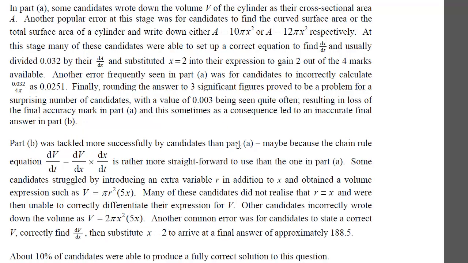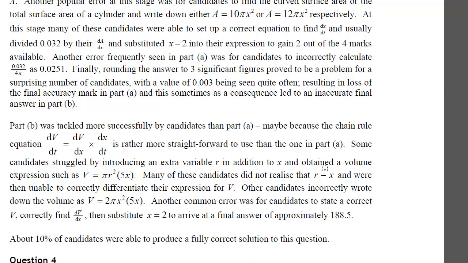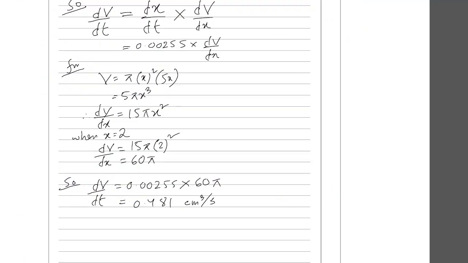And question number B was tackled more successfully than part A, maybe because the chain rule is more straightforward to use than in part A. So you have to remember, these are very common mistakes. About 10% of the candidates were able to produce a fully correct solution to this. Now if you imagine how many people sit for the test all over the world, 10% is a lot of people. So what they're telling you is you have to make sure you understand the basics of rate of change. It is one of the most common mistakes.